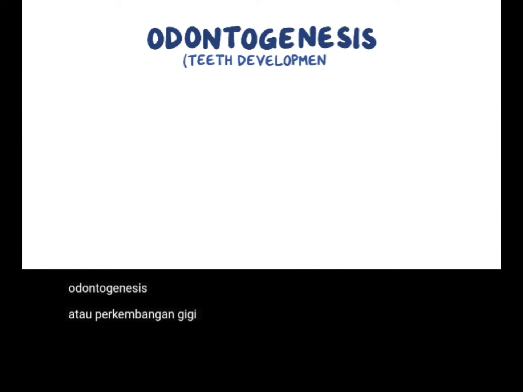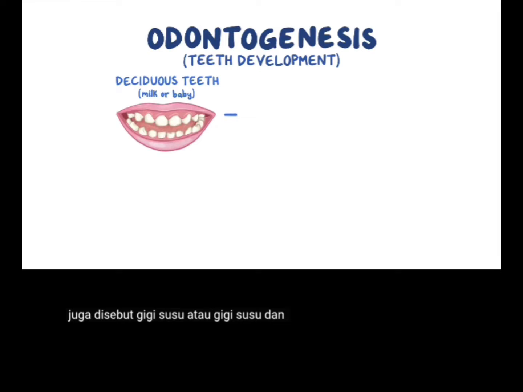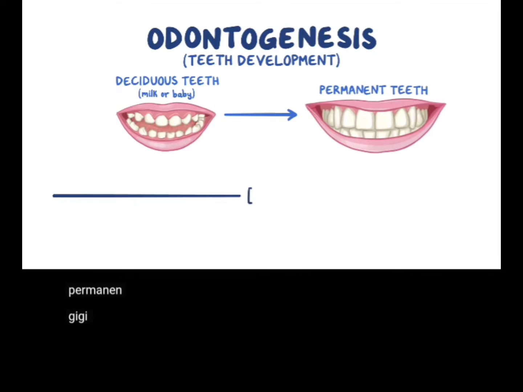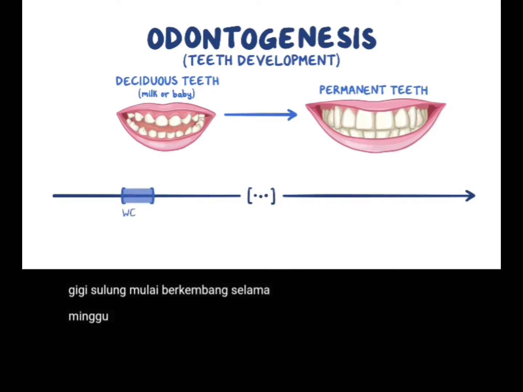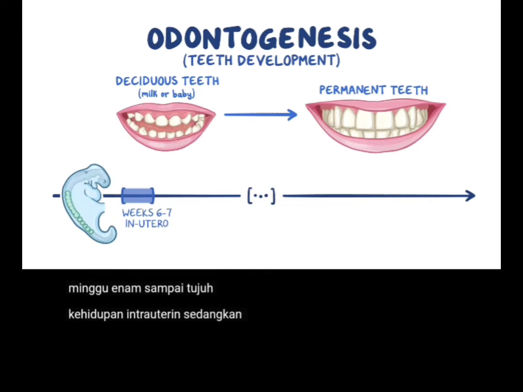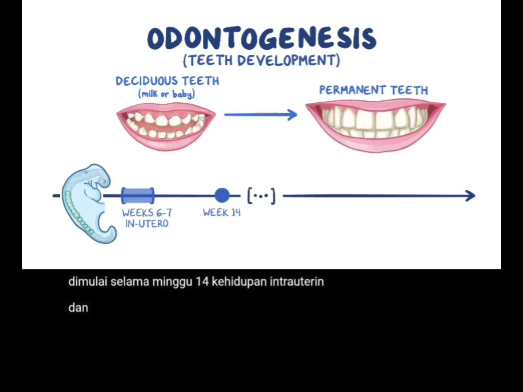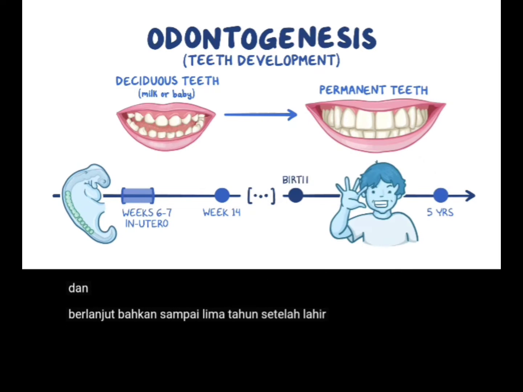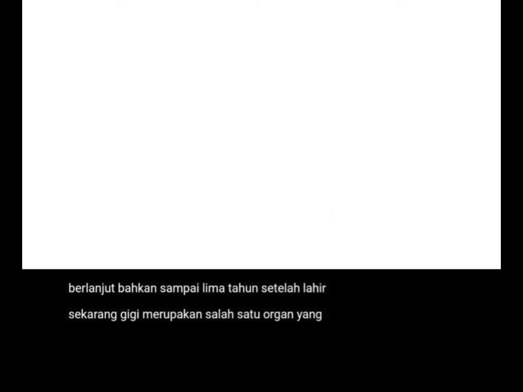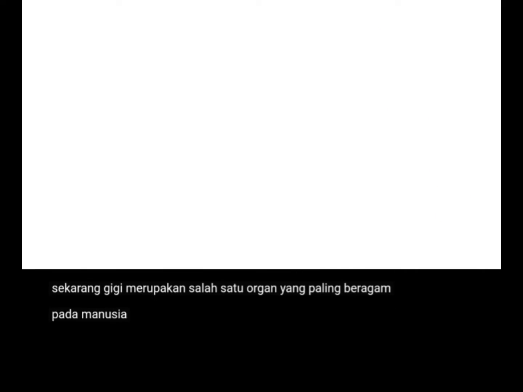Odontogenesis, or teeth development, is a process that includes the development of deciduous teeth, also called milk teeth or baby teeth, and permanent teeth. Deciduous teeth begin to develop during week 6 to 7 of intrauterine life, whereas development of permanent teeth begins during week 14 of intrauterine life and continues even up to 5 years after birth. Now, teeth are one of the most diverse organs in humans, both morphologically and functionally.